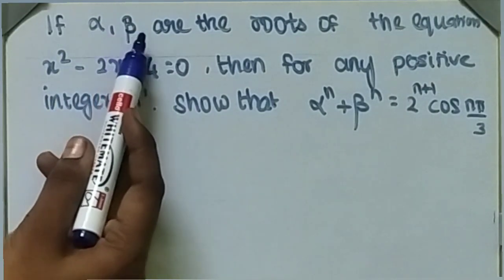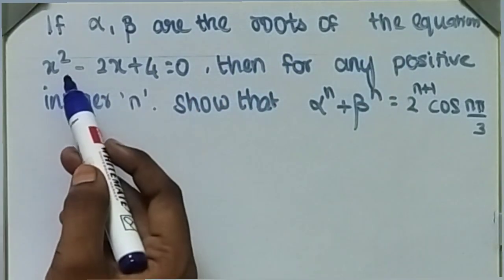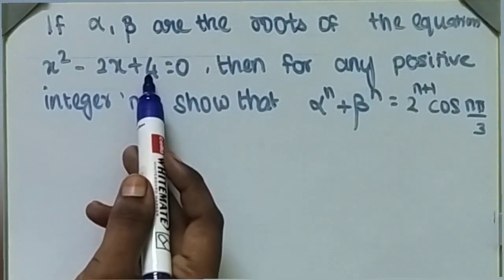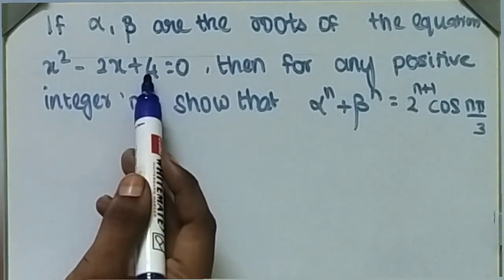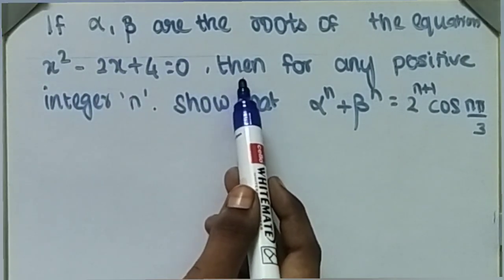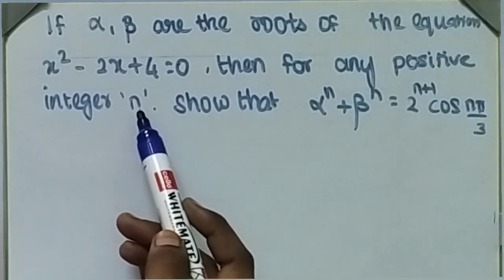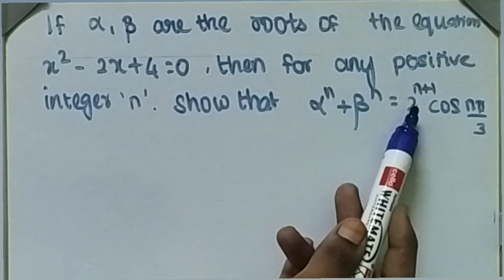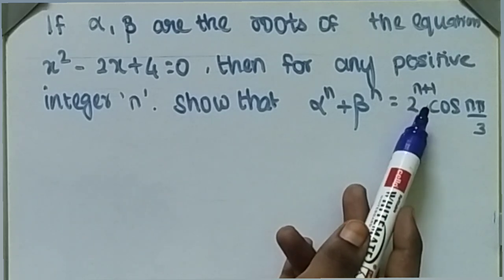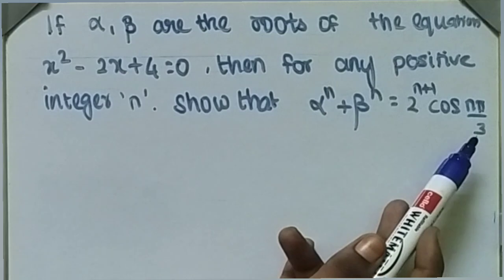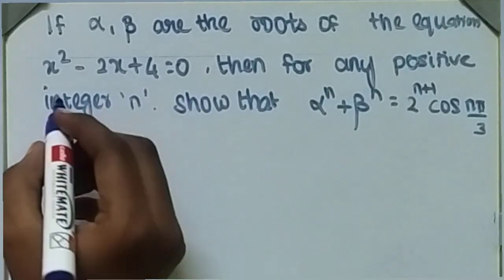If alpha and beta are the roots of the equation x squared minus 2x plus 4 equals 0. So we are provided with an equation, and their roots are alpha and beta. Then they ask us to prove that for any positive integer n, alpha power n plus beta power n equals 2 power n plus 1 multiplied by cos n pi by 3. Shall we start to prove? Yes.